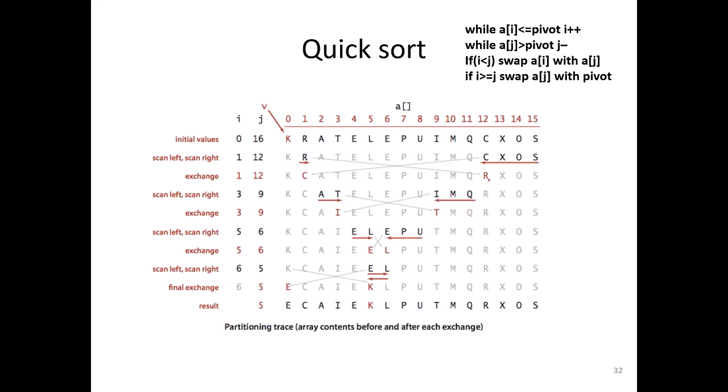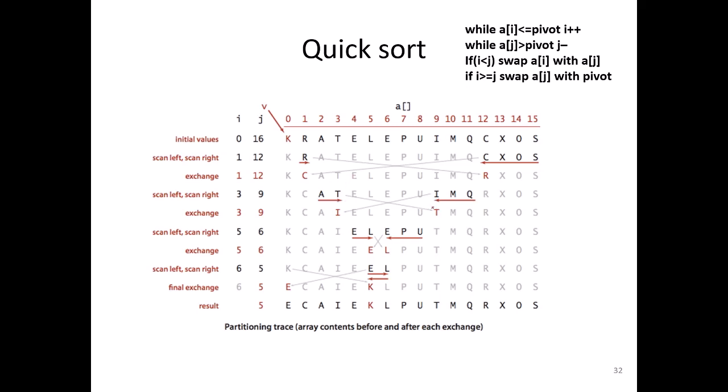Now a of j, that is r, is compared with k. R is greater than k, so just decrement it. Now it is compared with q. Q is greater than k, so decrement it. It is compared with m. M is greater than k, so decrement it. Now compare with I. I is less than k, so stop. Now I stopped and j stopped, so check I less than j. I is less than j only.